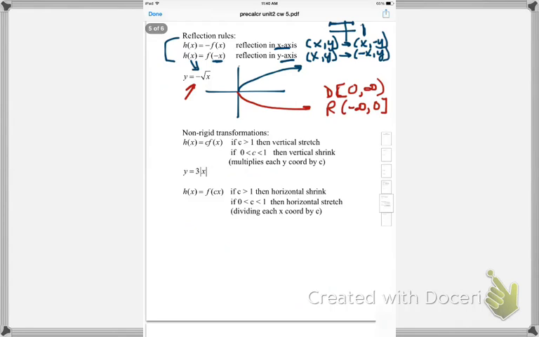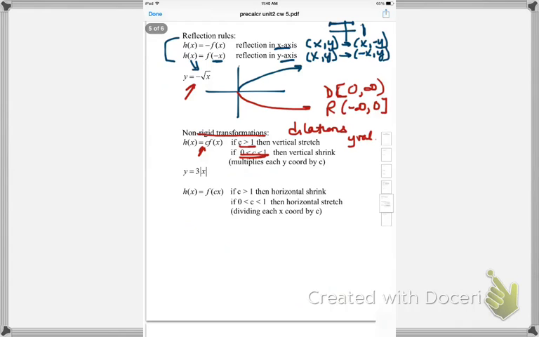The last part are our non-rigid transformations. These are like our dilations. But in this dilation, because it's on a graph, it doesn't change the x. It will only change the y values for these. And if you take a look at where we position C, if C is greater than 1, that means we have a vertical stretch. If C, this will be where your fraction is. What this does is this changes the distance to the origin.